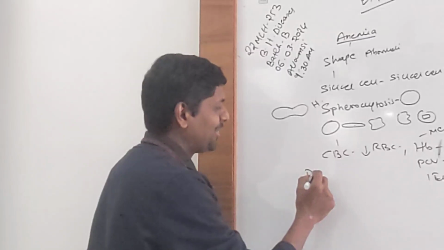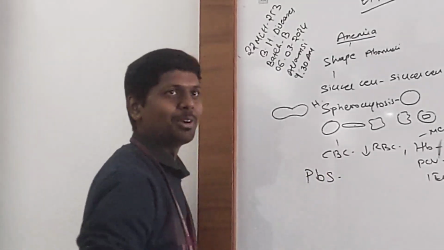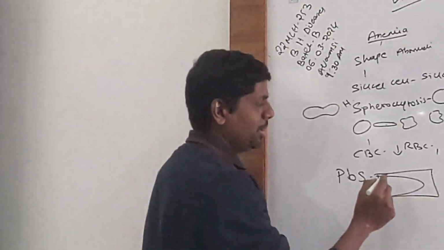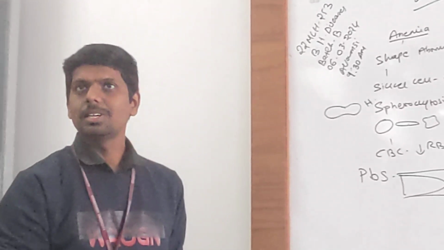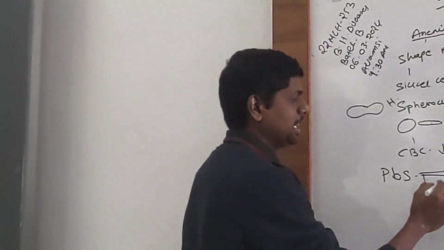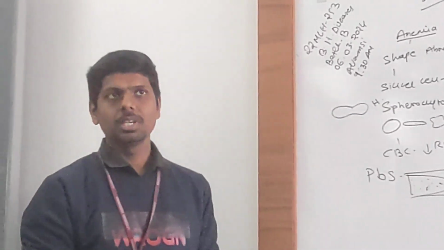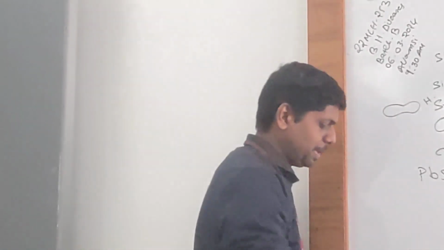Very good. This is what I actually want. PBS. Very important. Gold standard technique, right? What does PBS mean? Peripheral blood smear. You will make a smear of blood, and you will check under the microscope whether abnormal cells are present or not. So, peripheral blood smear.